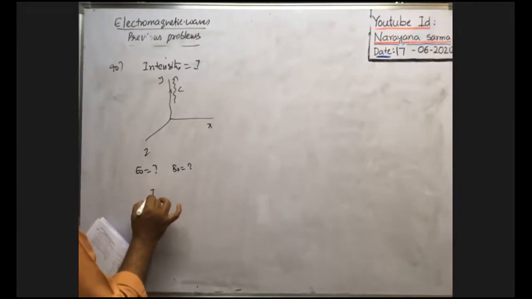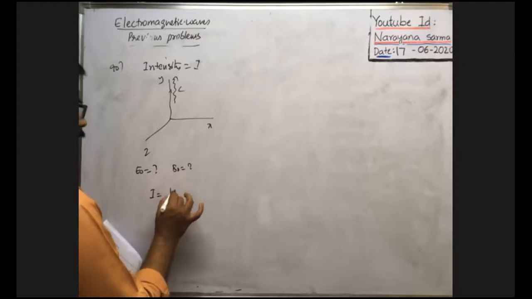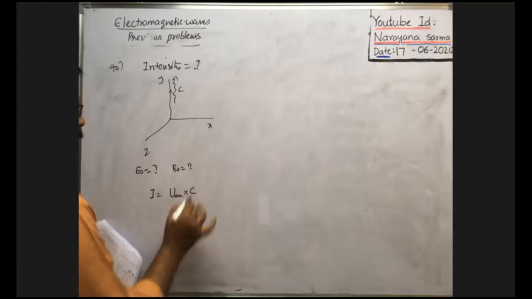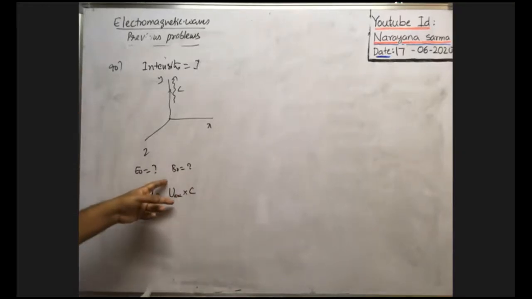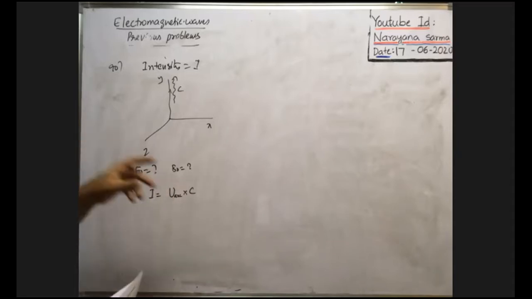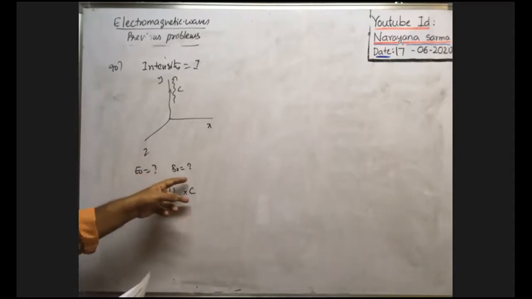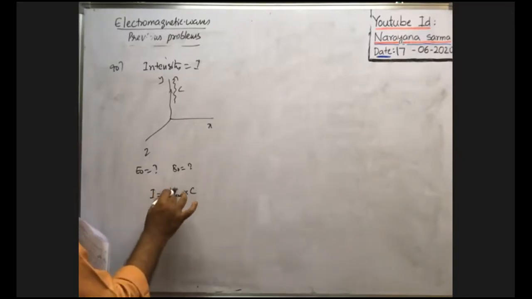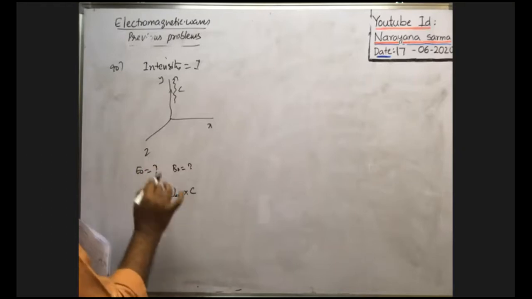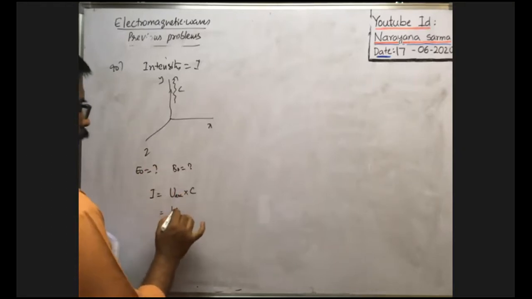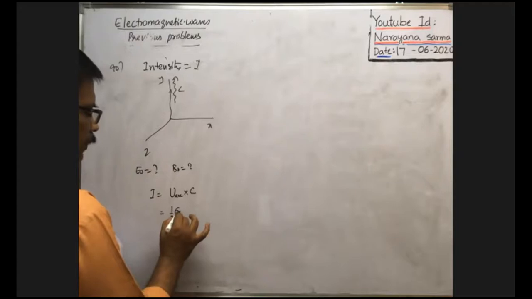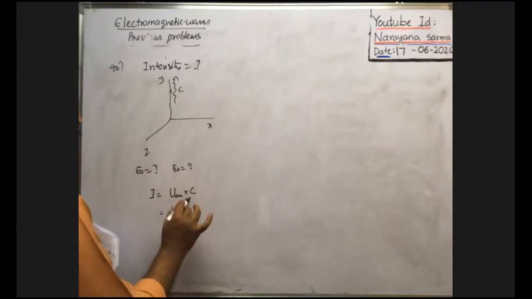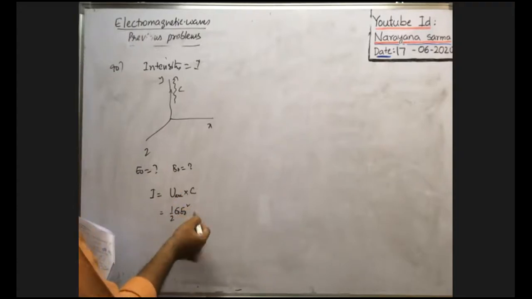Intensity of the electromagnetic wave is equal to the average energy density of the electromagnetic wave into speed of light. Energy density means energy per unit volume of the electromagnetic wave. That is called average energy density. Average energy density into c is the intensity of the electromagnetic wave. Average energy density can be written as half epsilon naught into E naught square, or E naught square by 2 mu naught.